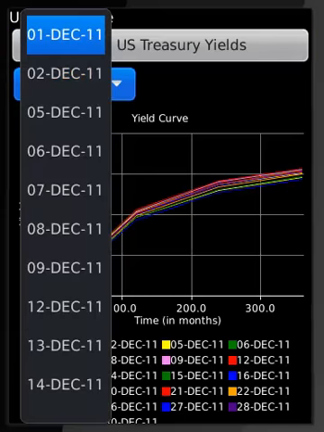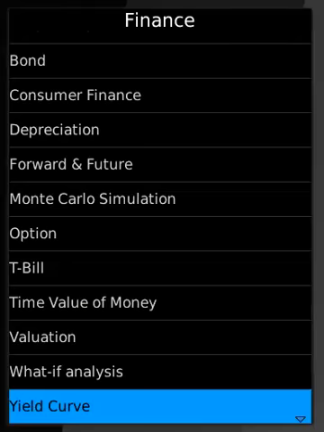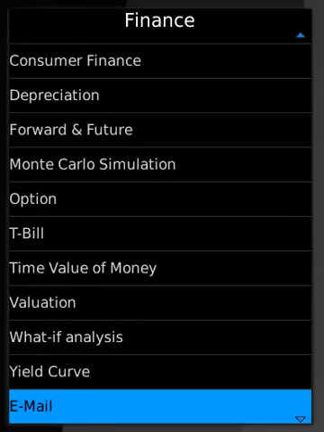So let's see how the yield curve looks like. It takes a second to grab the data. So this is for all the dates, this is for a particular date how the yield curve looks like.